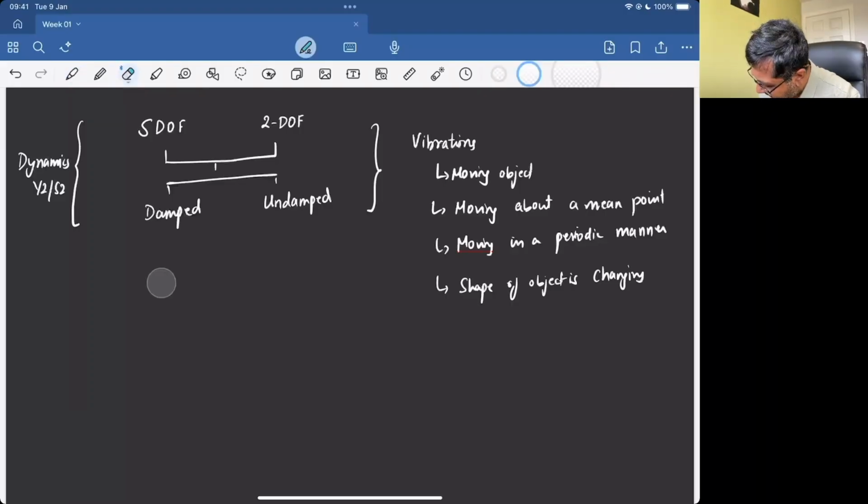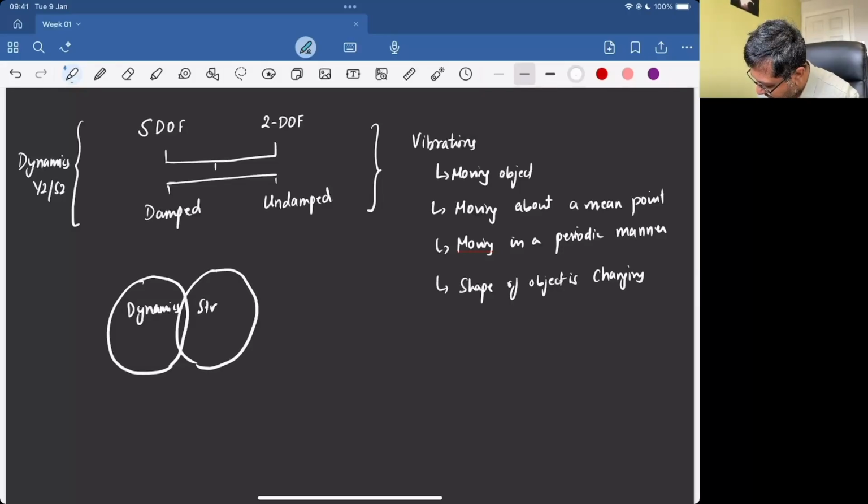As we said earlier, let's say this was all the topics you learned in dynamics, and this was all the topics you learned in structures, or in other words, this is often also called elasticity. Then essentially what we are looking at is this intersection point. Let's say that's our dynamics or vibrations.